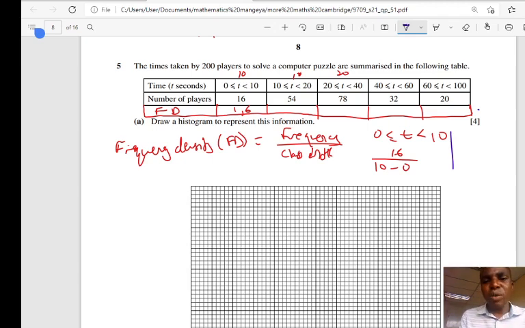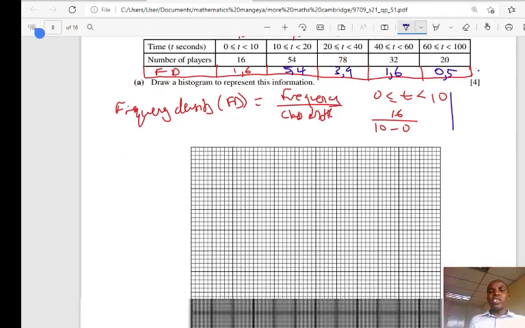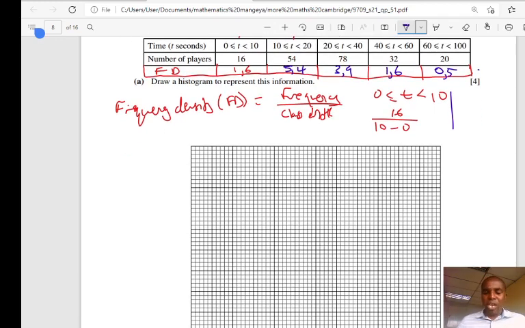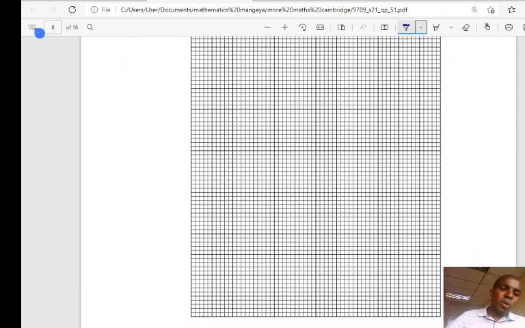Then for 10 to 20, 54 is the frequency, divided by the class width 10: 54 divided by 10 is 5.4. Then for 20 to 40 it is 78 divided by 40 minus 20, which is 20. You get 3.9. Then for 40 to 60, 32 divided by 20 is 1.6. Then for 60 to 100, 20 divided by 40 is 0.5. Done. So now we have our frequency density, right? On the vertical axis, we have to put frequency density.